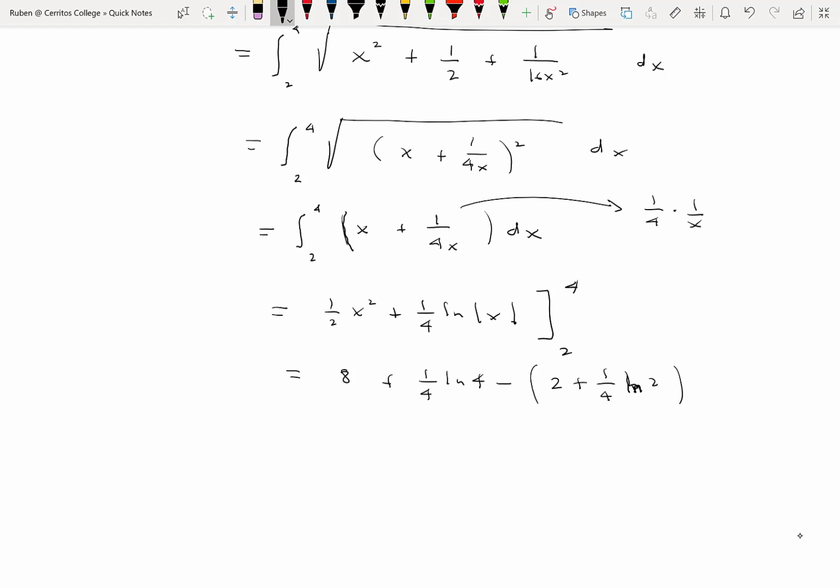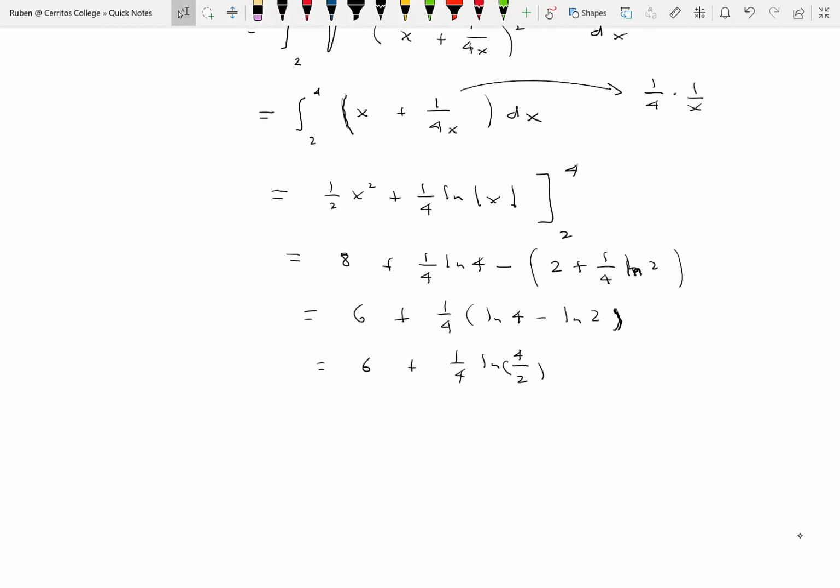Funny looking ln. Okay, let's do a little more with this. So we have combining like terms. We have 8 minus 2 is 6. We can factor out a quarter: natural log of 4 minus natural log of 2. Feel free to pause the video if you're not sure about my arithmetic. So 6 plus 1/4 log of 4 over 2. Laws of logarithms: log of a minus log of b is log of a over b. And finally we get 6 plus 1/4 times the natural log of 2.